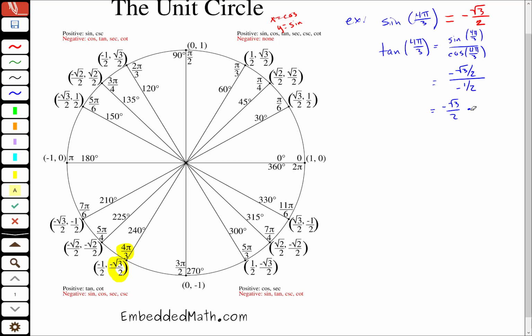So hold on, I'm going to write this as a division problem first. So really the previous line is this division problem. Do you remember when we divide fractions, we keep the first fraction the same, we change the division sign to multiplication, and we multiply by the reciprocal of the second number, right? Okay, so I multiply this. The negatives multiplied together will be positive. The 2's cancel, so this should just be square root of 3 as the final solution of tangent of 4/3 pi. Okay?